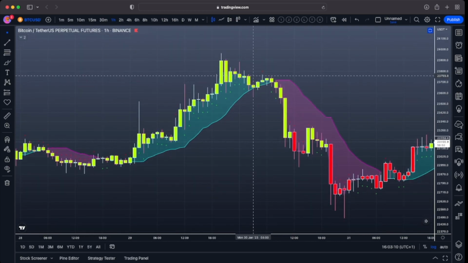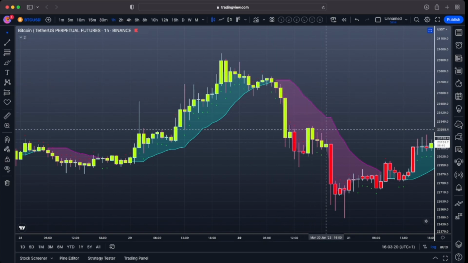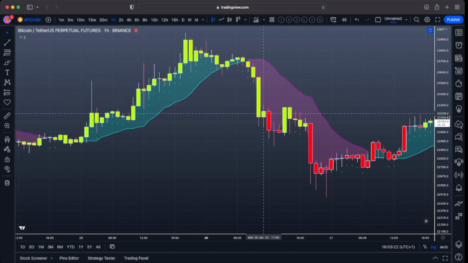Then we had some red dots here signaling that, hey, the trend is getting a bit weak now. Then we had the change here and we had a dump. Then we had a red candle. This means that the market is getting bearish here. However, this got quickly invalidated by this candle right here.